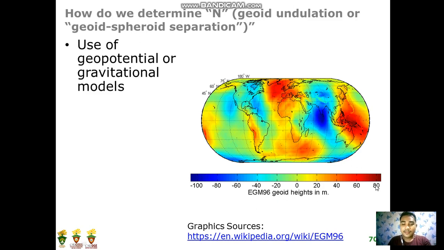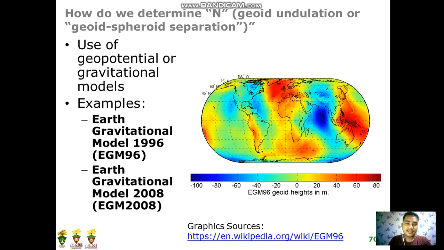By the way, this N is the separation or the distance between the geoid and the ellipsoid. As you can see, the red part is about 80 meters of difference between the ellipsoid and the geoid. And the blue is the lowest figure, which is negative 100. From that, we can then get the orthometric heights.